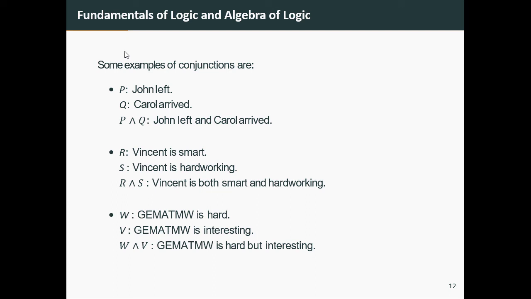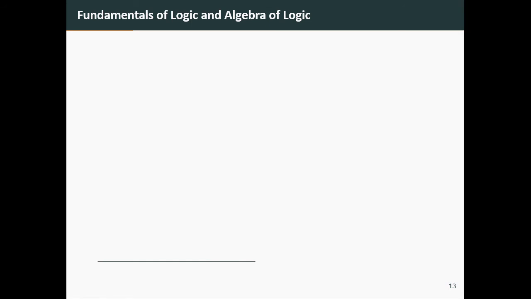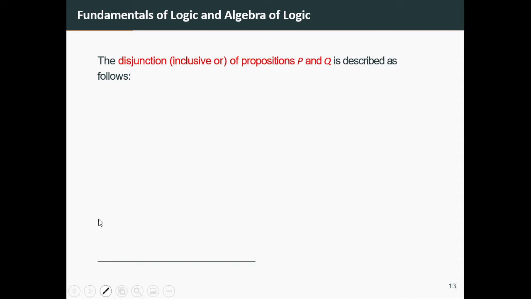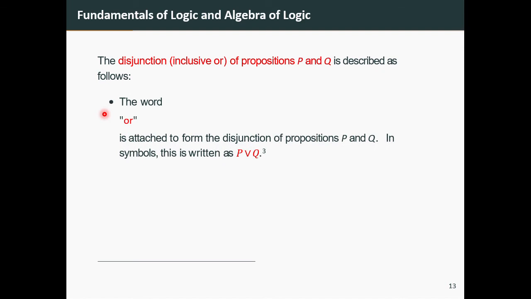Okay, so let's continue our discussion on operations involving propositions. For the next operation, we discuss disjunction. And the first type of disjunction that we will discuss is inclusive OR. The inclusive OR of propositions P and Q is described as follows. The word OR is attached to form the disjunction of propositions P and Q.